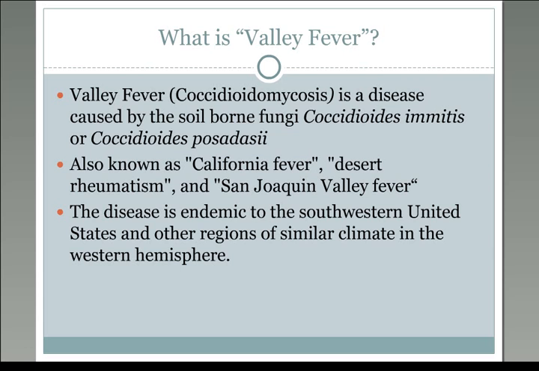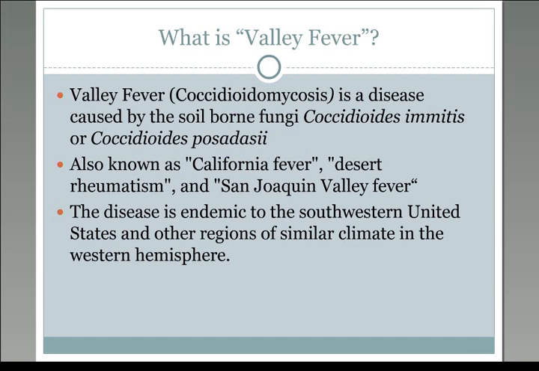Technology. Valley fever, or as the scientists would call it, Coccidioides mycosis, is a disease caused by soil-borne fungi, actually two different kinds of fungi, Coccidioides immitis and Coccidioides posadasii species. And they're subtly different, and we'll talk a little bit more about that later on. The disease itself is also called California fever, desert rheumatism, San Joaquin Valley fever, and a few other things like that.